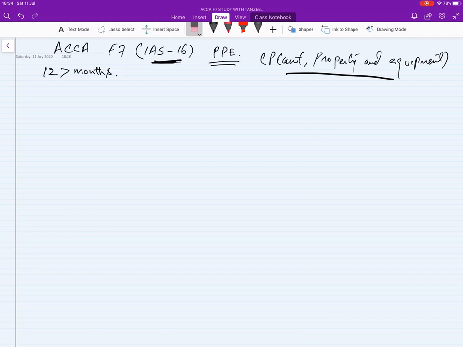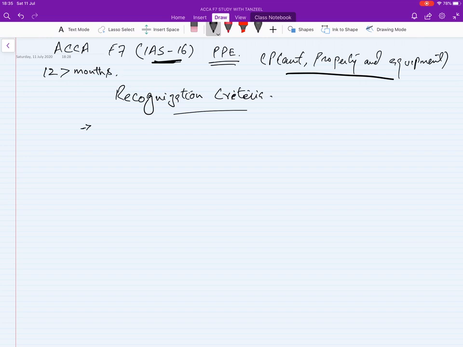Okay, now we will do some more theoretical things. As per the book, there are two recognition criteria. The recognition criteria is, if there is economic future benefit that will flow towards the entity.